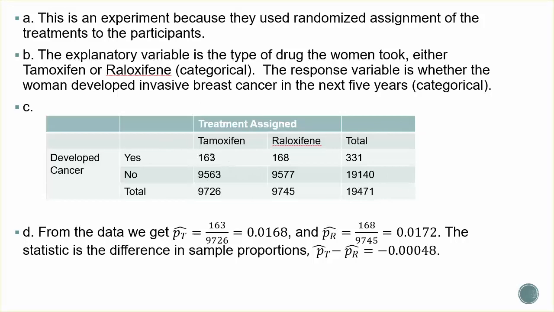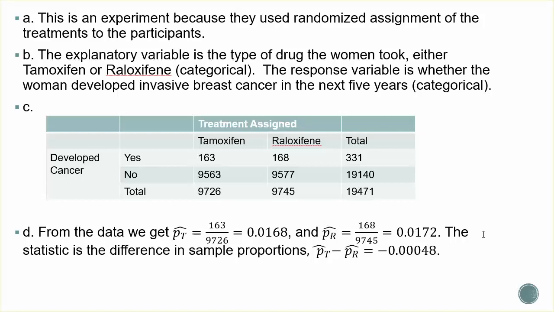And then the question is, is the proportion of women who got breast cancer in this column different from this column? So what's 163 over 9,726? Well, that's this number. If you punch it into your calculator, it's 0.0168. So it's pretty rare, but it does happen a little over 1% of the time. And in the other group, it's 168 divided by 9,745, so 0.0172. And you can see these two proportions are very similar to each other.